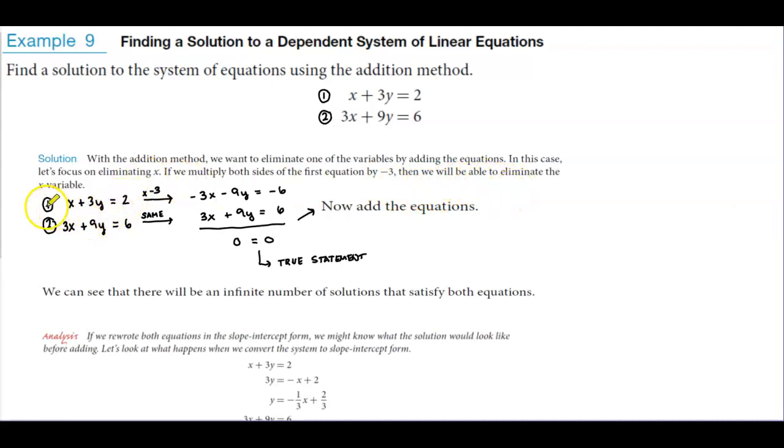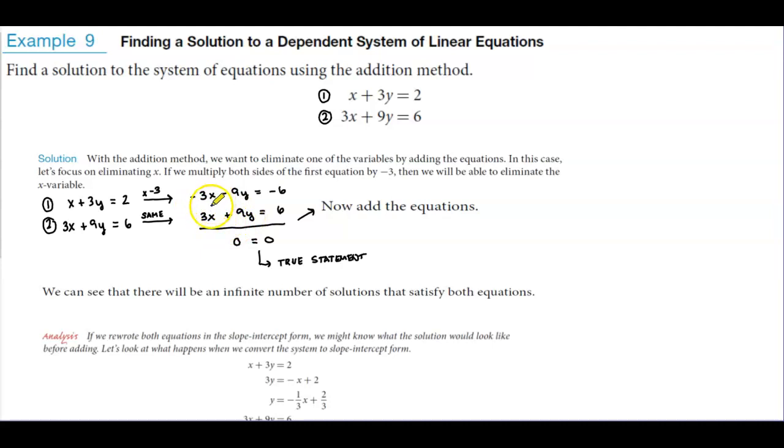x variable. So the first equation, we're going to multiply by -3. So we're going to multiply every term by -3. So we get -3x. -3 times positive 3y is minus 9y. And -3 times 2 is -6. And then we're going to leave this the same, which is the reason why we're writing the same. So therefore we have the following.